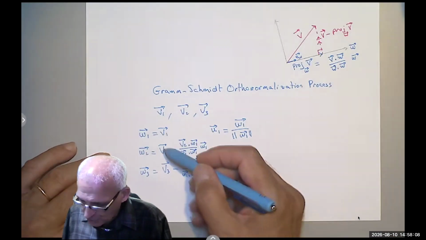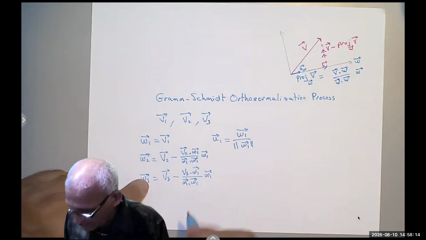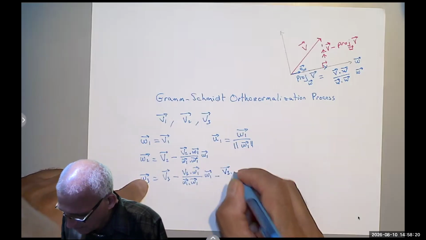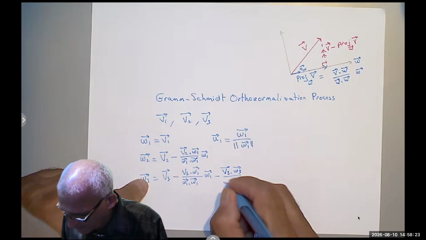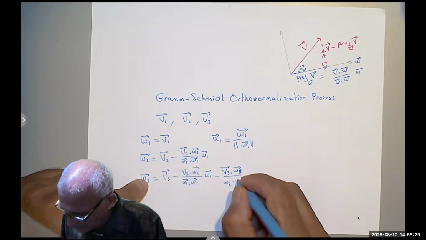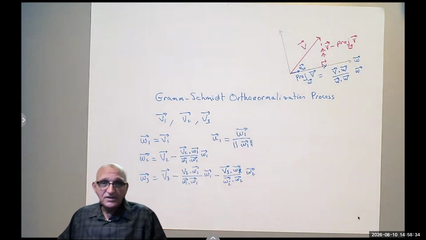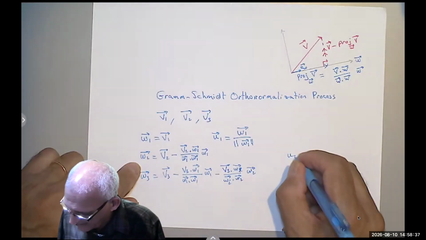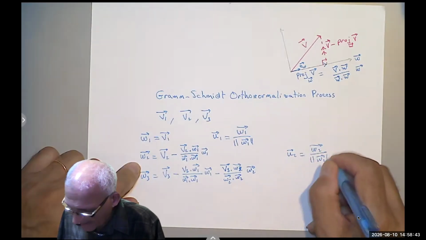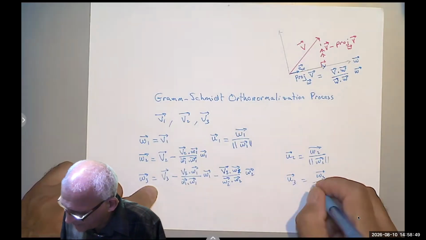Now, these two are perpendicular to W1, but they are not perpendicular to each other. So when I get to the third one, I also have to subtract V3 dot W2 over W2 dot W2 times W2, and now these three would be perpendicular to each other. If I take W2 and divide it by its magnitude, I get U2. And if I take W3 and divide it by its magnitude, I get U3.